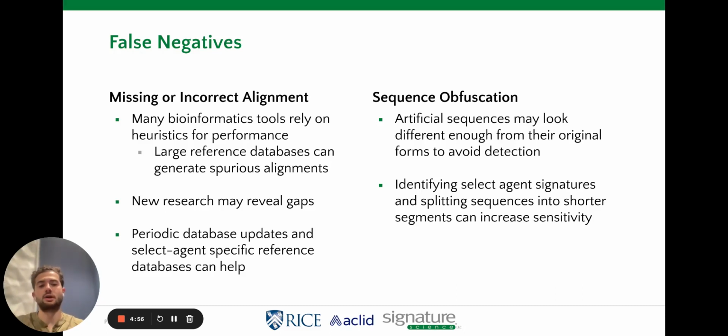False negatives can be caused by alignment errors or by obfuscations in the sequence that make it difficult to determine the correct organism or gene. Because many bioinformatics tools rely on heuristics to make alignments faster, tools might miss correct results or alignments or surface incorrect ones. New research can also expose gaps when new genes are discovered or annotated or new variants are found. On the other hand, with sequence obfuscation, a sequence can become so dissimilar from its original that tools might not be able to detect the similarity.